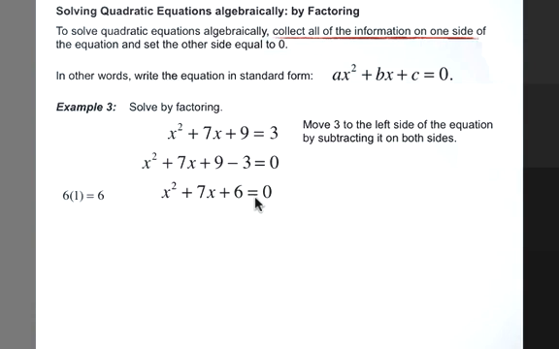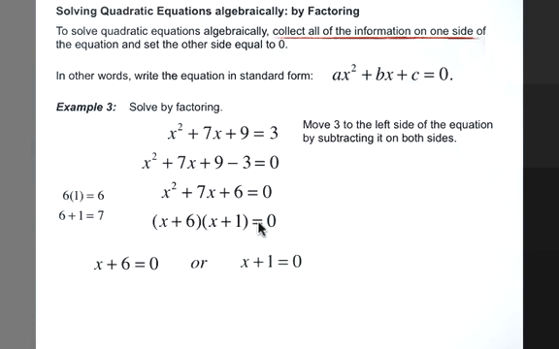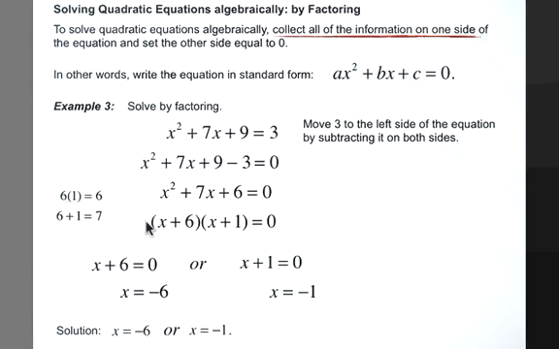6 times 1 is 6, and 6 plus 1 is 7. So our factors will be x plus 6 times x plus 1. So x plus 6 will equal 0, or x plus 1 will equal 0 to make this expression true. So x is equal to negative 6, or x equals negative 1. Our solution is x equals negative 6, or x equals negative 1.